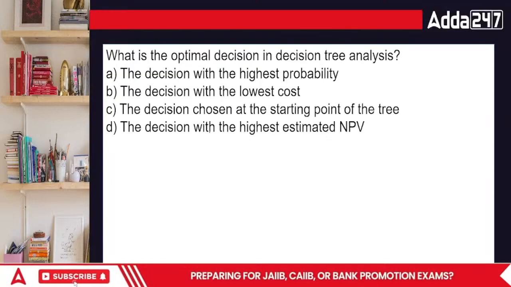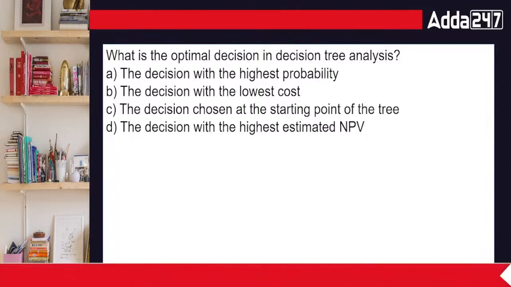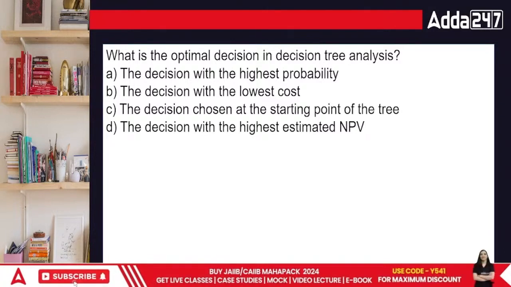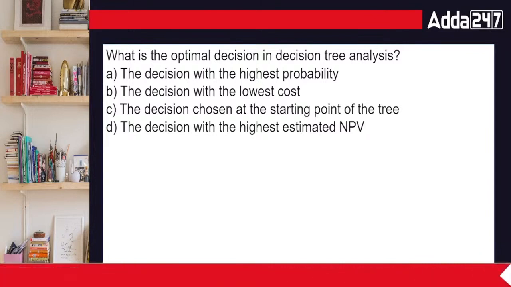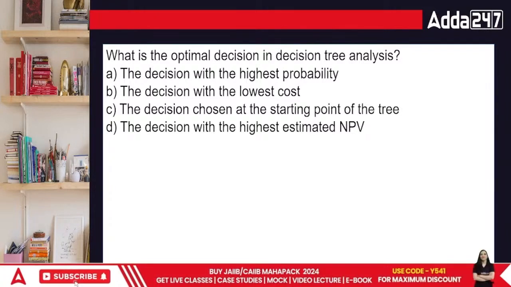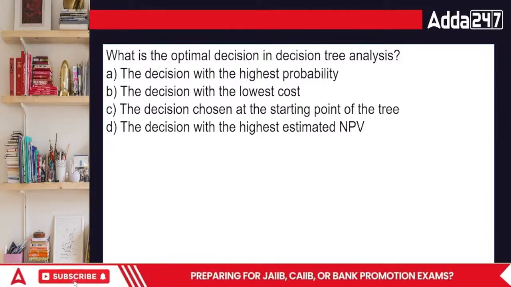Next question. What is the optimal decision in decision tree analysis? See, when I'm studying a specific scenario, I just have to look at the entire scenario in a detailed format, to see what things are coming up. The decision with the highest probability; now we need to see the favorability of something. The decision with the lowest cost chosen at the starting point of the tree, or the decision with the highest estimated NPV.